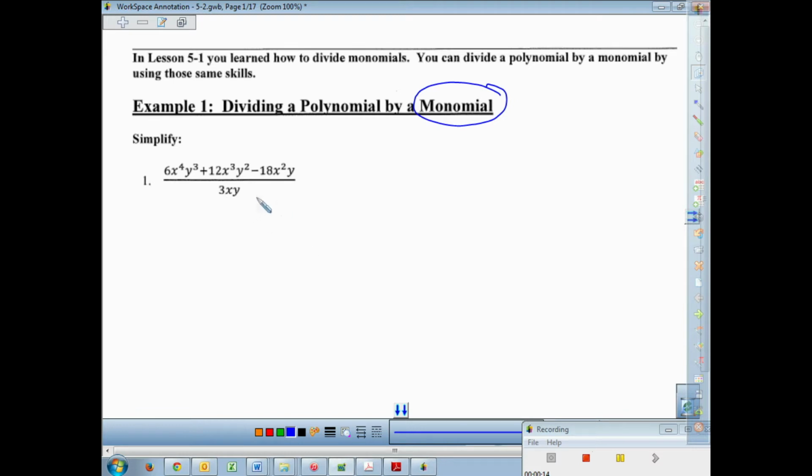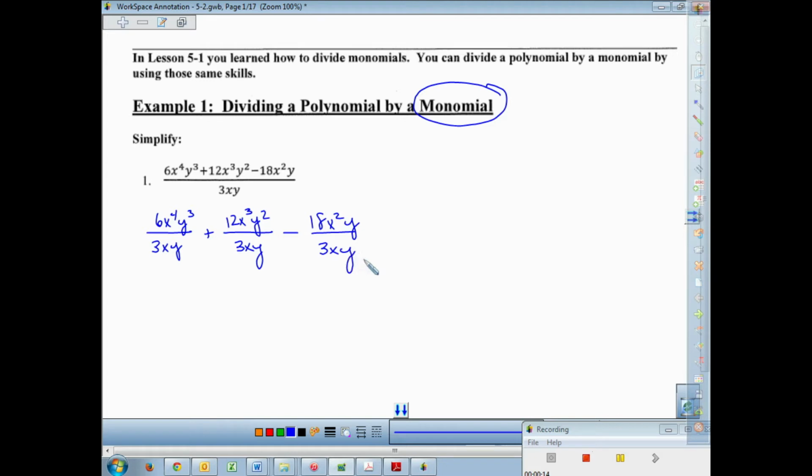We kind of gave up on life when we were trying to simplify this stuff. So what I want us to do is separate this. If there's three terms up top, we're going to rewrite this puppy as 6x to the fourth y cubed over 3xy. Right? I'm just going to take this denominator and put it over all three individual terms in the numerator. And then isn't the next guy plus 12x cubed y squared? That will be over 3xy. Then minus 18x squared y. That will be over 3xy.